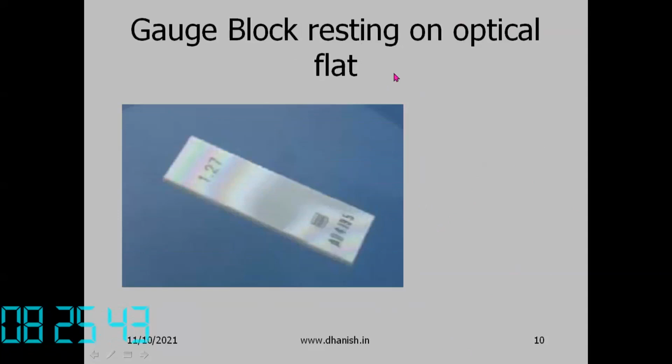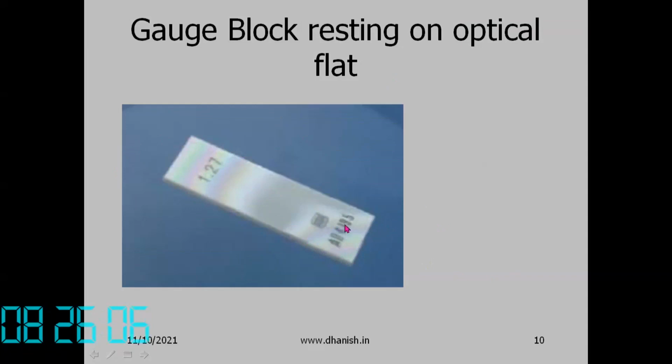So, gauge block resting on optical flat. It depends on where the point of contact is. Along a line of interference fringe, the gap is constant. So that is the basic principle. Here it is parallel, but here you can see it is slightly curved. So it is resting somewhere at this corner, etc.